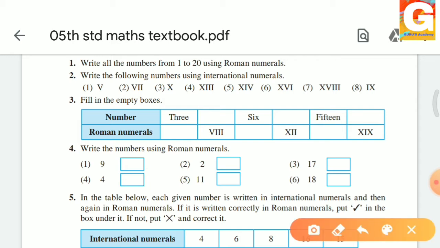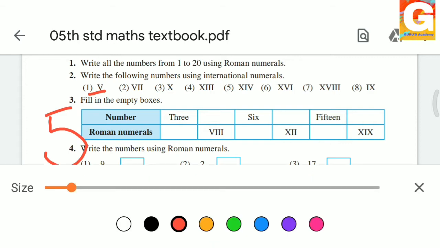That is, write the following numbers using international numbers. So what is our first number? The first Roman number given is V. And this we have learned. This is written as 5 in our international numbers. We have learned this at the very first of the lesson, how we are supposed to write 1, 5 and 10. Now let's see what is the next one.